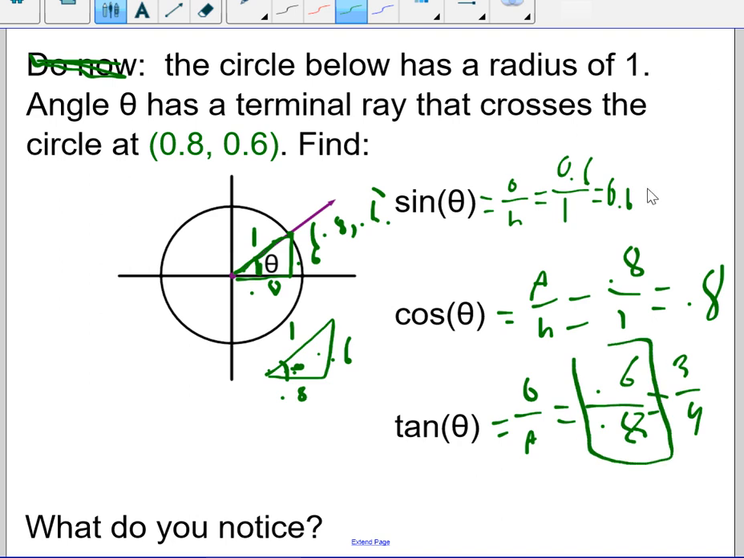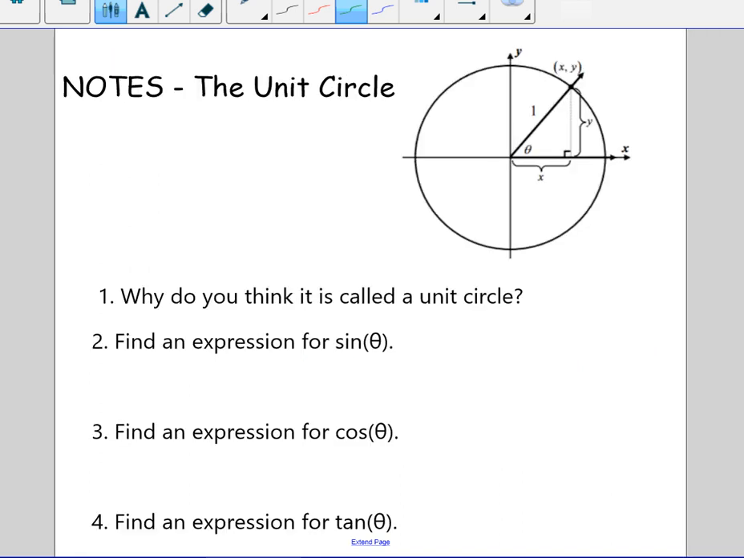All right, do you notice anything about those sine, cosine, tangent values when we look back to this point? Turns out this sine is just the y value of that coordinate, right? And this cosine is just the x value of that coordinate. So let's do this a little bit more generally.